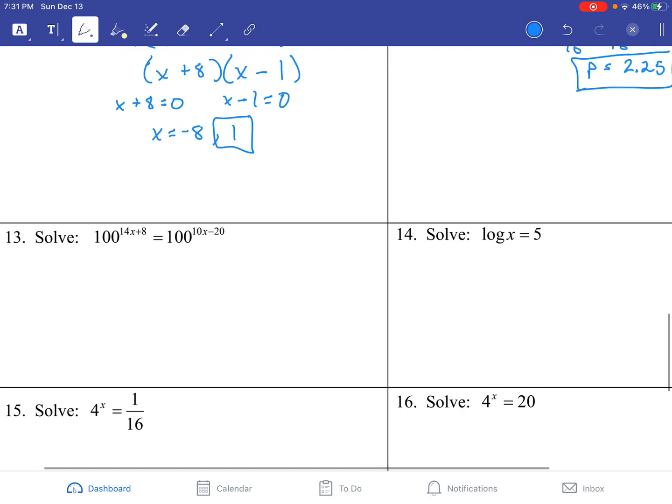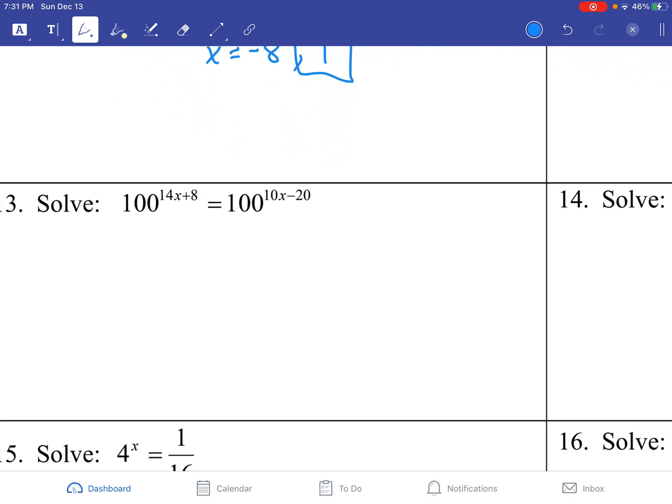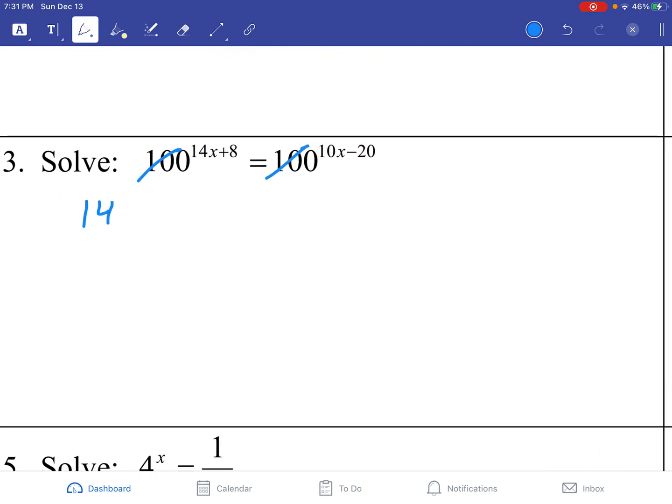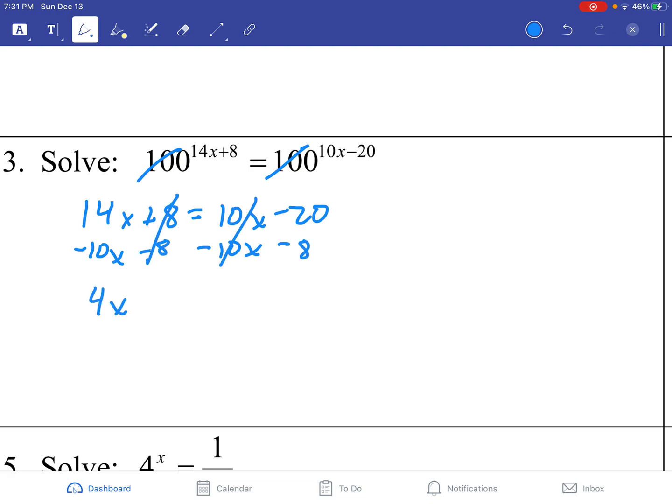All right, we're on to some exponential equations. This is where the bases are the same. So that means that since the bases are the same, you can cross them out. You just take your exponents, 14x plus 8, and set it equal to the other exponent, 10x minus 20. And then you can solve this equation for x. We're going to subtract 10x, subtract 8. That gives us 4x is equal to negative 28. Divide both sides by 4, and x will equal negative 7.